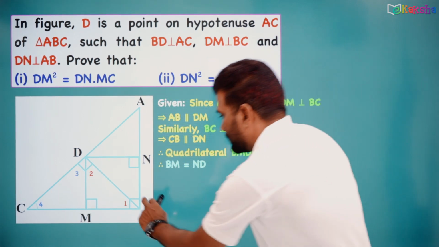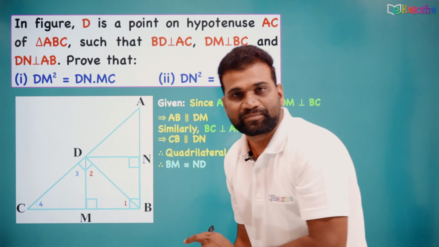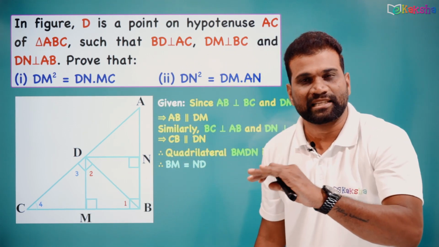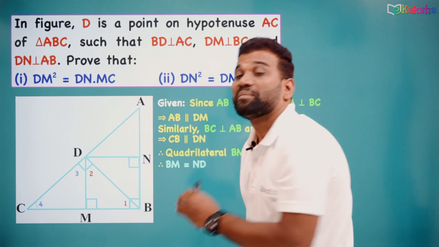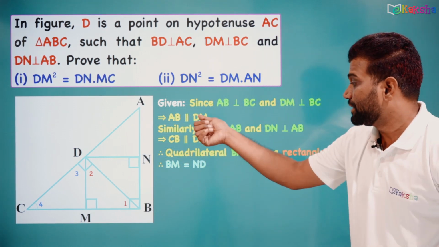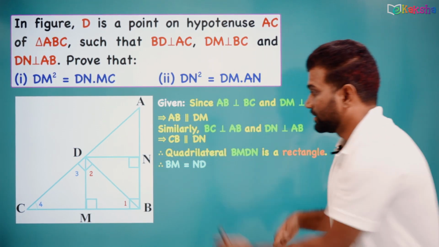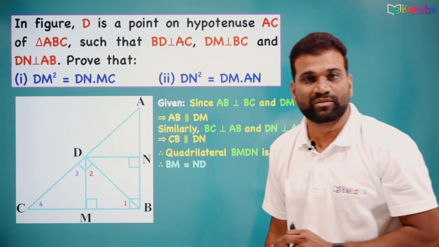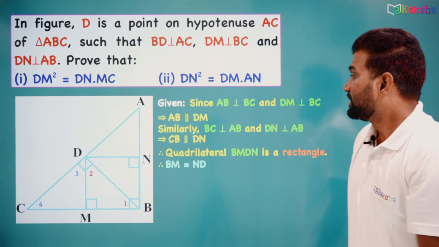Clear? This angle is 90, this angle is 90. Corresponding angles are equal, so these two lines must be parallel lines. So here AB is parallel to DM. We have got one relation.